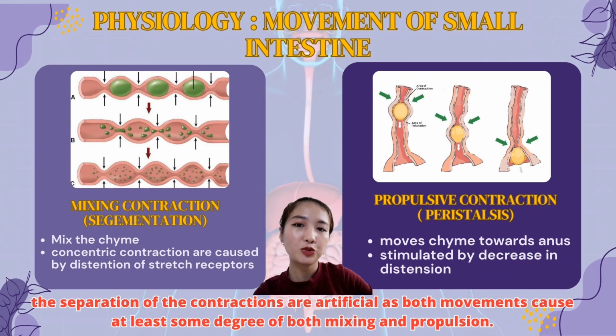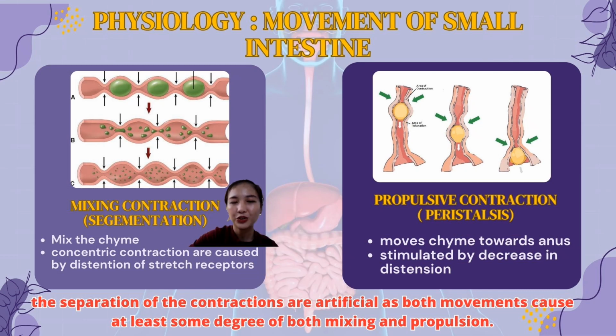The movement of the small intestine can be divided into two movements. The first one is mixing contraction, and the second one is propulsive contraction. The separation of the contractions is actually artificial, because essentially all the movements of the small intestine can cause at least some degree of both mixing and propulsion. So let us begin our discussion with the mixing contraction first.